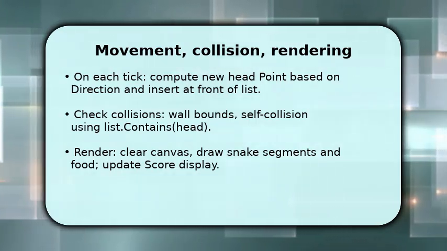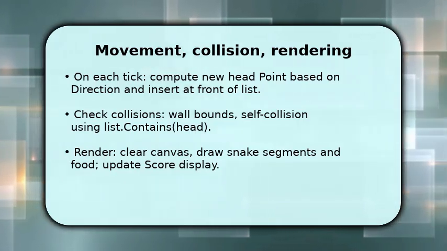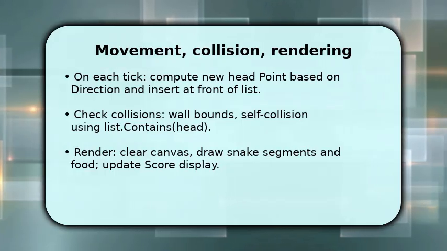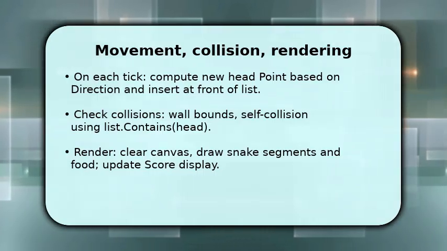If head equals food, increment score, grow snake by skipping tail removal, and spawn food at a free random point. Once validated, redraw. Clear the screen, paint each segment and the food, and update the score text.